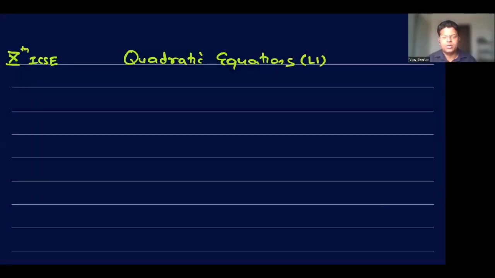Good morning, students. Today we'll be starting with a new chapter called Quadratic Equations. Okay, it's a very easy topic and I'm sure you will enjoy it. Okay, let's start with the definition of quadratic equation.